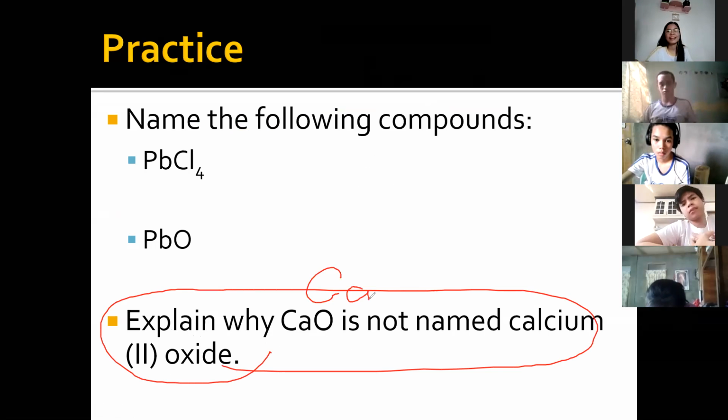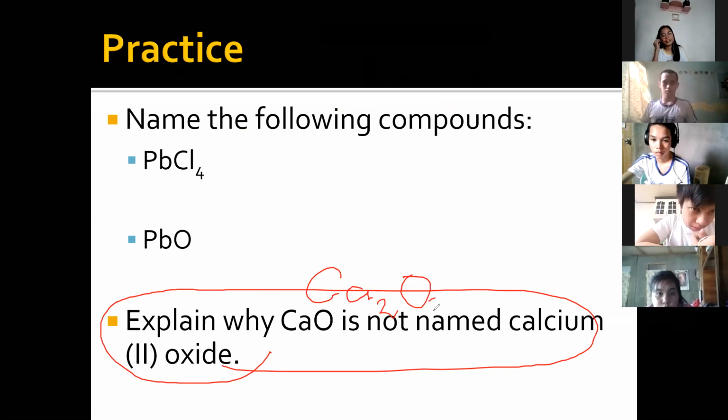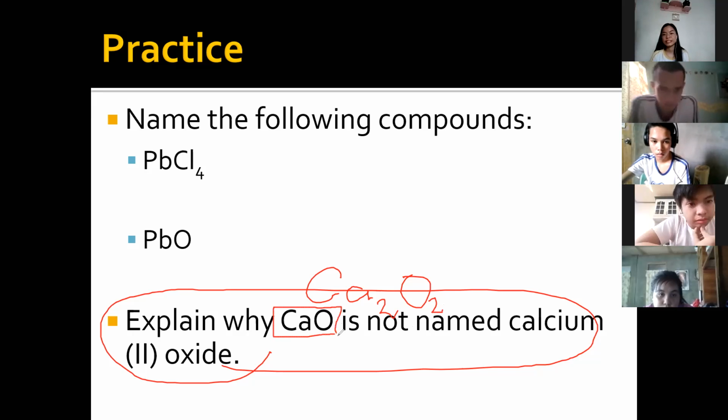The original formula, by the way, is Ca2O2. This is the molecular formula, but the empirical formula is CaO. Why is it not named calcium 2 oxide and it is just named calcium oxide?